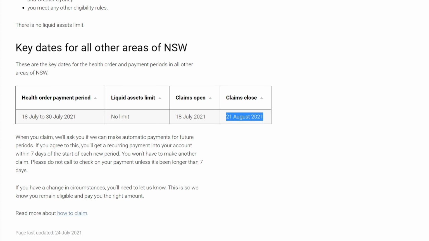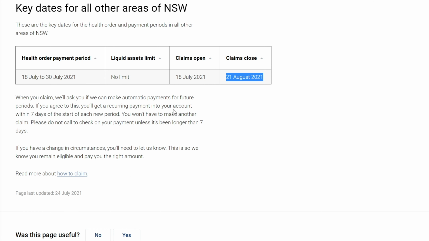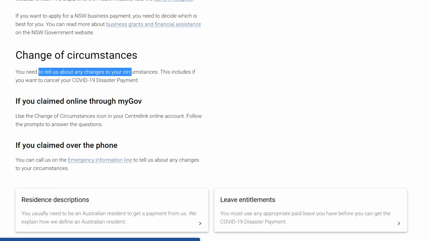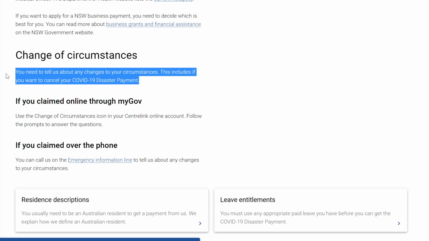As mentioned here, when you claim, you'll be asked to make automatic payments for future periods, and if you agree to this, then you'll get a recurring payment into your account within 7 days of the start of each new period. You won't have to make any other claim. Also you need to notify Services Australia if your circumstances have changed. This includes if you want to cancel your COVID-19 disaster payment, for example, if your work resumes.